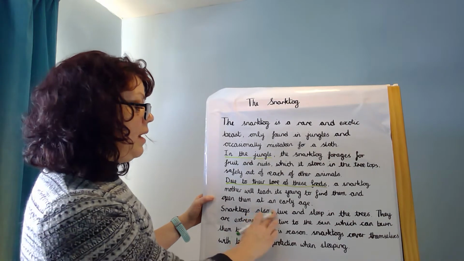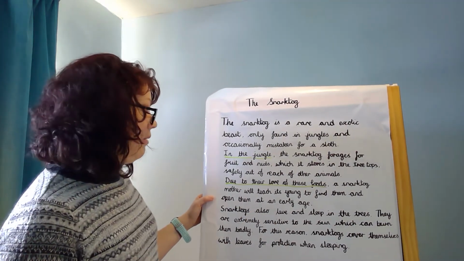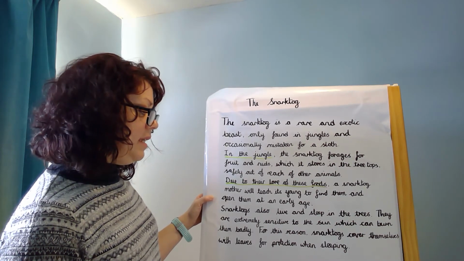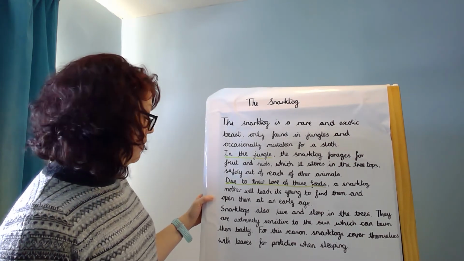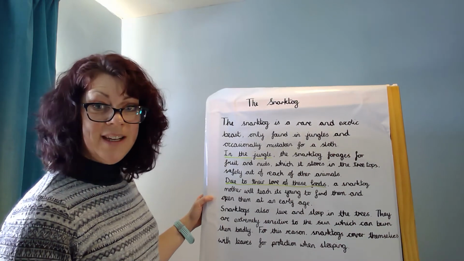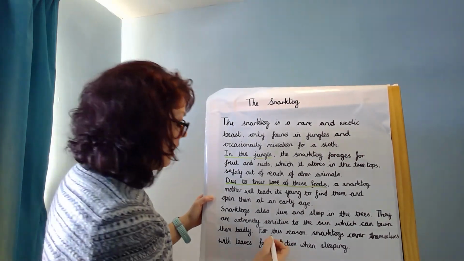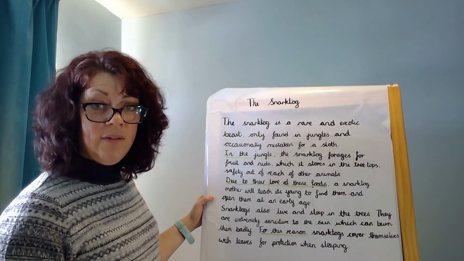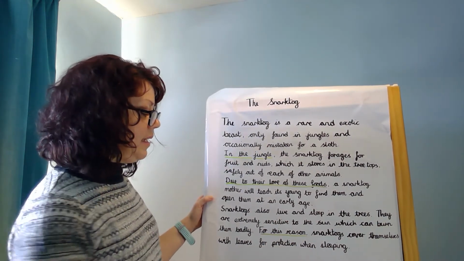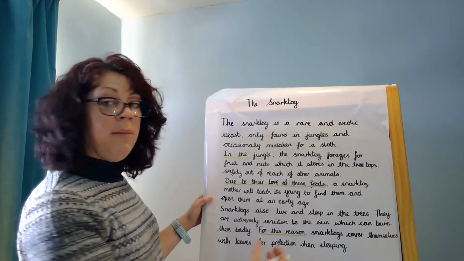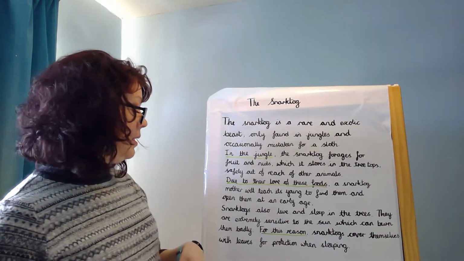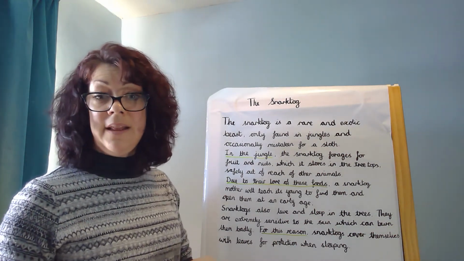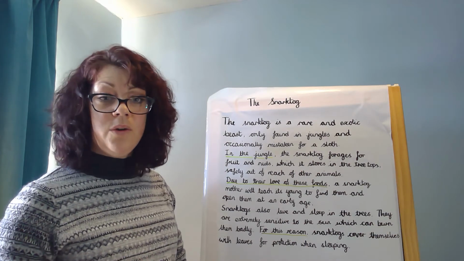Snark togs also live and sleep in the trees. They are extremely sensitive to the sun, which can burn them badly. For this reason, snark togs cover themselves with leaves for protection when they are sleeping. And again, at the end here, I've put my cohesive device, my adverbial again, for this reason, with its comma, so that I'm making sure that the reader really understands that the reason they cover themselves with leaves is because of the fact the sun can burn them and can cause them damage.